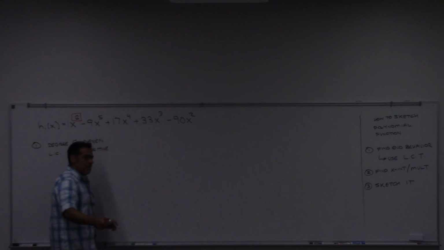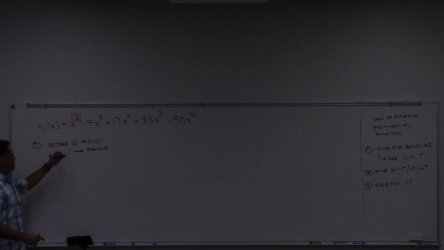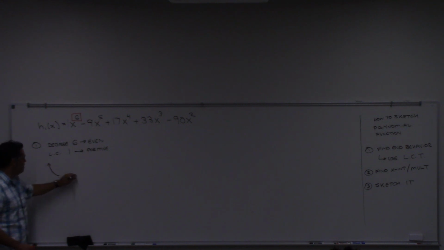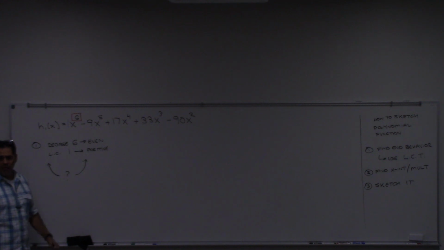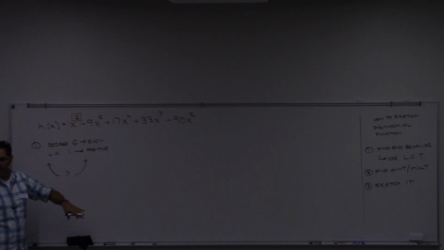So you look at your table. What happens when you have an even degree and a positive leading coefficient? It tells you that the left side goes up, right side up, and in the middle, we don't know. It's going to do all sorts of things.